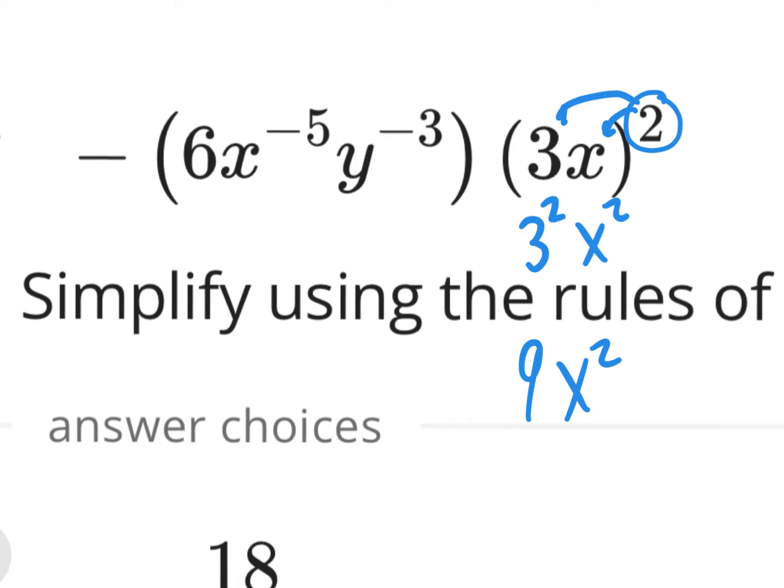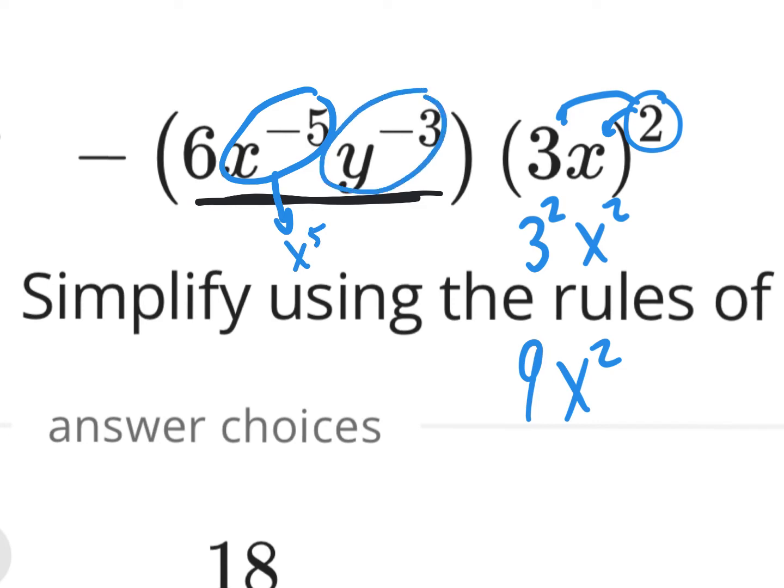We have negative exponents, so we could move those negative exponents down to the other side. And if you're thinking other side of what, go ahead and make this a fraction and move this x to the negative 5 down there and make it an x to the positive 5. Take this y to the negative 3, move it down there, make it a y to the positive 3.